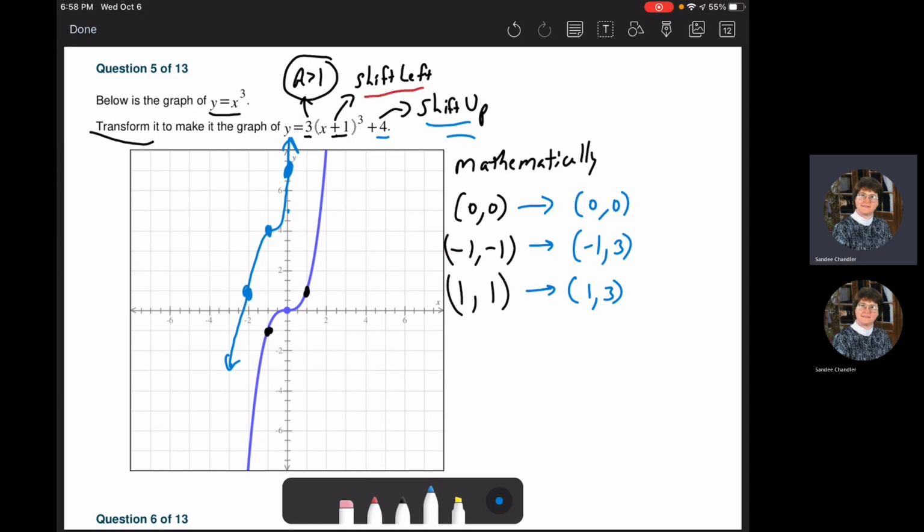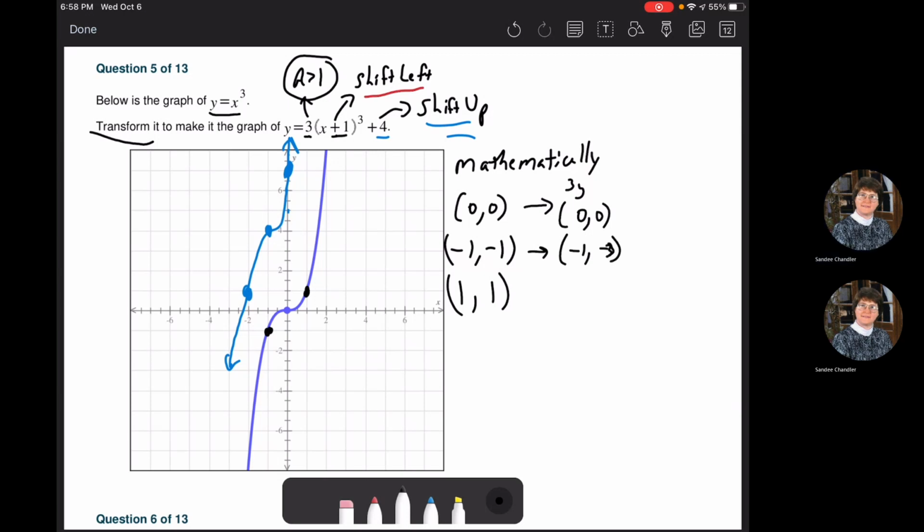All right, that was the y times 3. Should have been black, right? Because I'd use that in black. Oh! Make a big mess here. Okay. That was the black I used. All right, so that became 3 times y. Gives us 0, 0 still. -1, -3. And 1, 3.